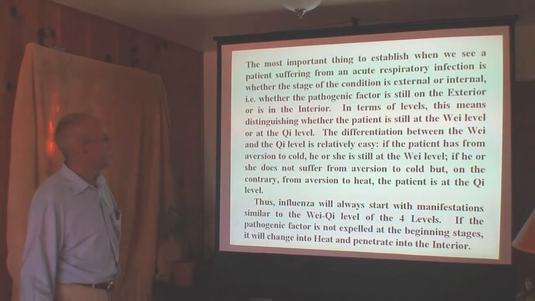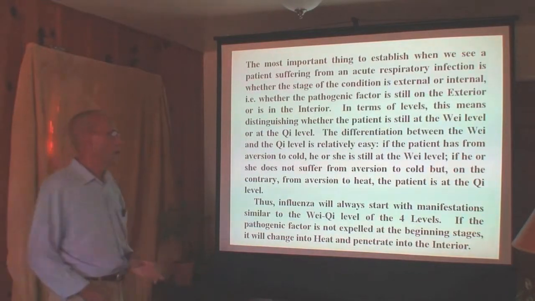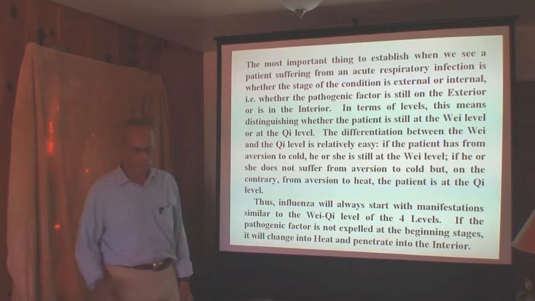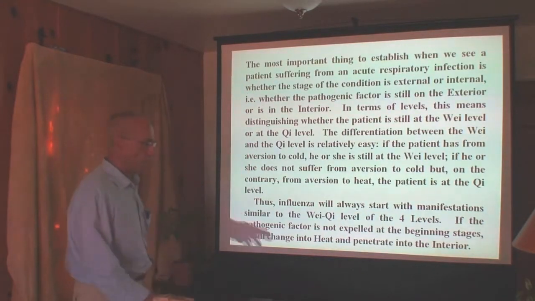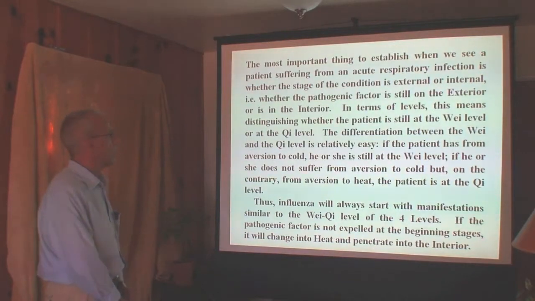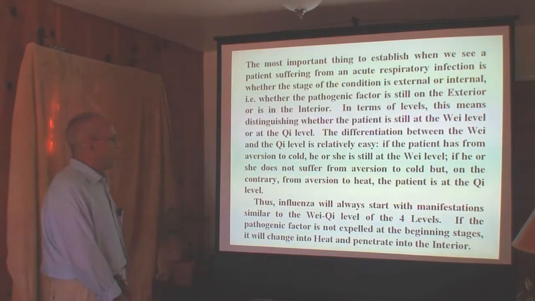So you have a patient with influenza. The most important thing to establish, the first thing to establish, is: is it wei level or qi level? Is it external level or not? It's the most important thing, because the treatment is very different in the two cases. And the distinction is very simple.